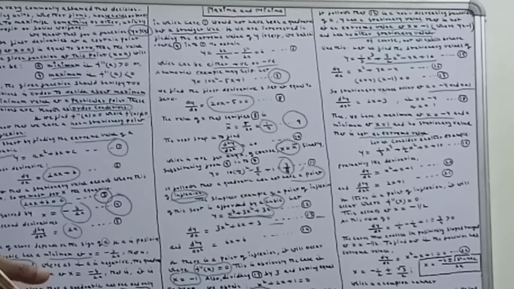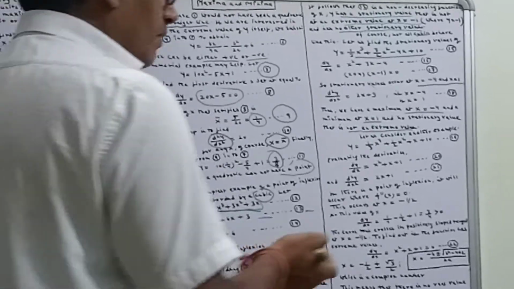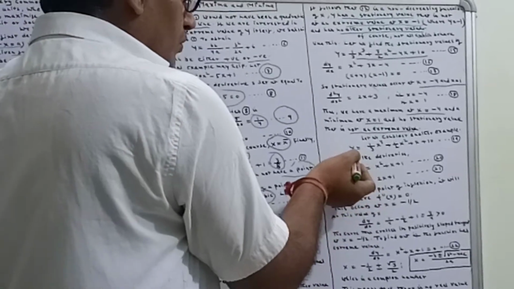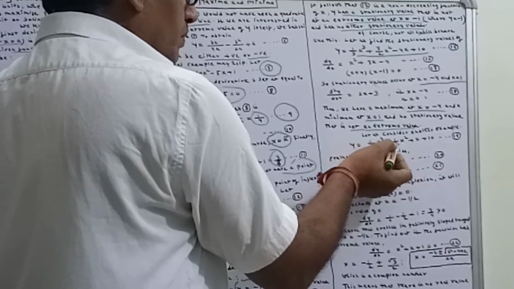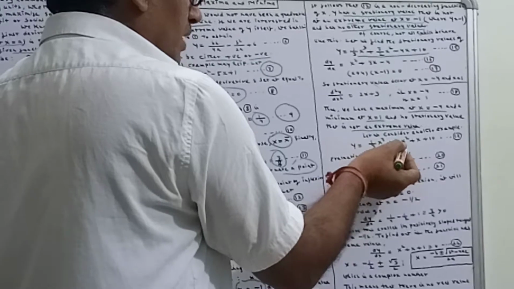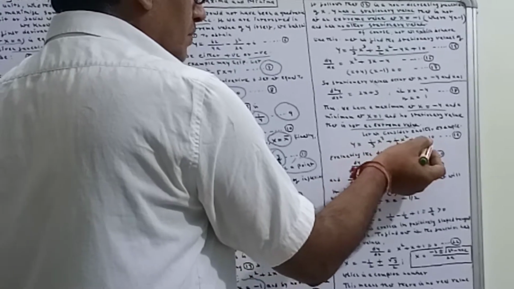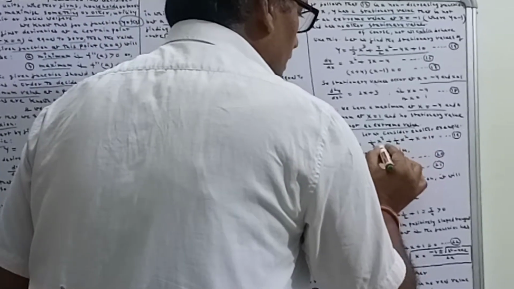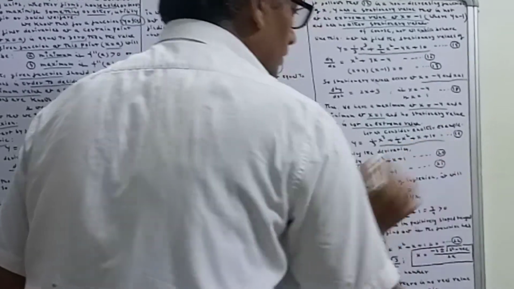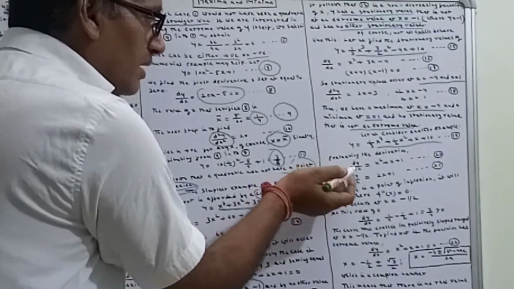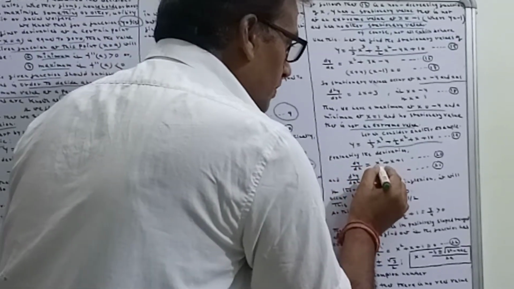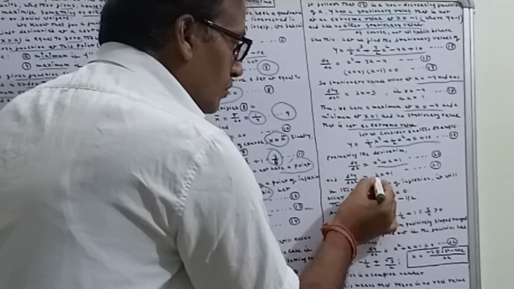Now let us consider another example. y equal to 1 by 3 x cubed plus 1 by 2 x squared plus x plus 10. Now evaluating the derivatives, dy by dx equals x squared plus x plus 1. The second derivative is 2x plus 1.